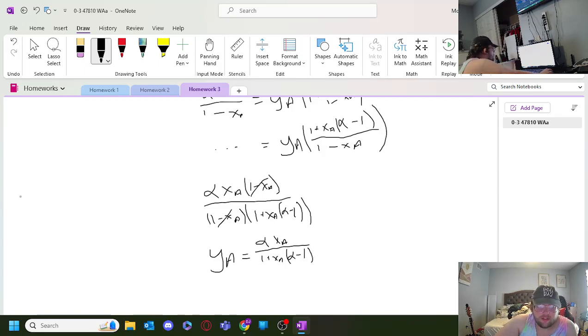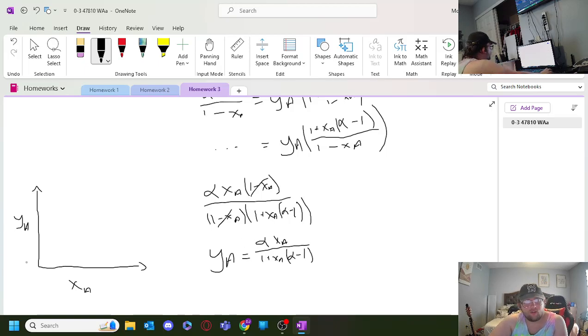Now when we go to plot this, what's going to happen is we're going to have YA on the side, and then XA on the bottom. And then, since we're going to go with a more volatile compound, that means alpha will always be greater than 1, we're going to get a shape like this, where you got sort of like this hump going on.